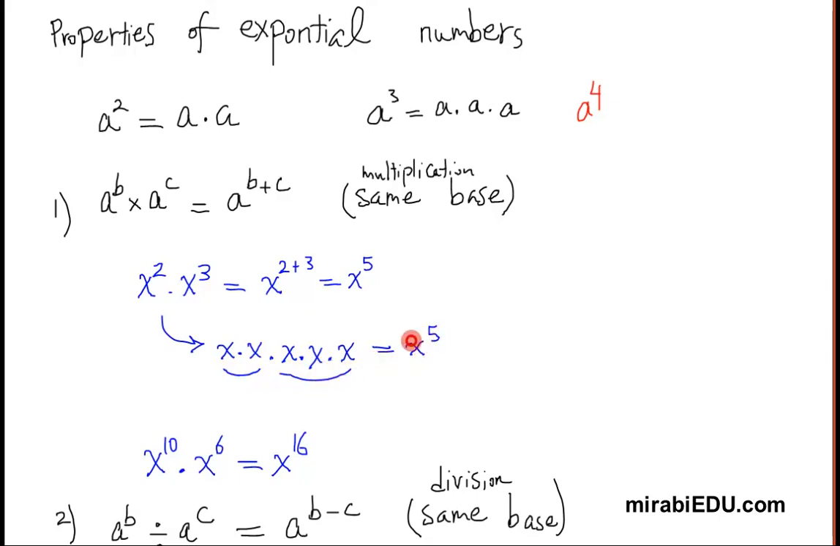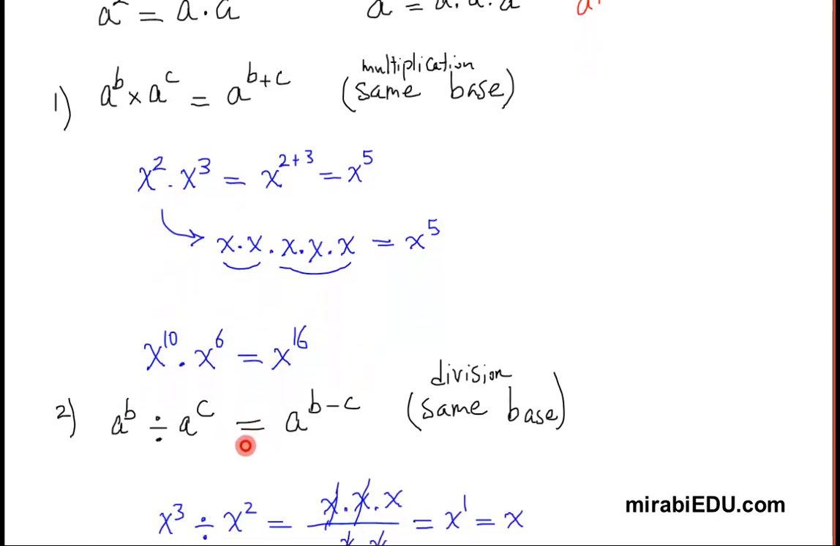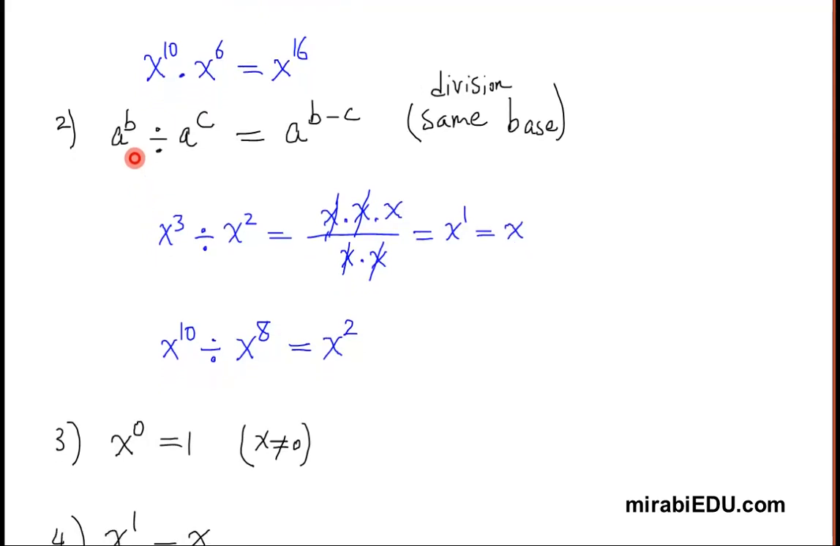So that's why when you have the same base with different powers multiplied by each other, we can write the same base and add the powers. This is the reason. As an example, x to the 10 times x to the 6 equals x to the 16. Another rule is when you divide two exponential numbers with the same base, you can write the same base and subtract the powers. This is division of exponential numbers with the same base.